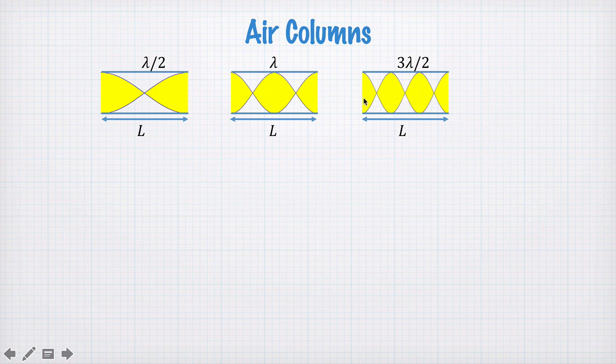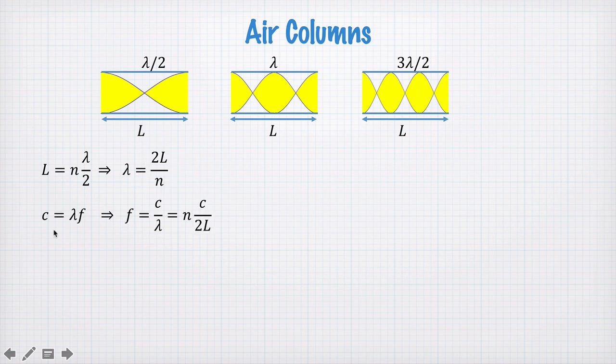The next mode up, so this is n equal to 1, n equal to 2, this is n equal to 3. In this case, we have 1 plus a half wavelength, so 3 lambda on 2 would fit into this length L. So in general, the length of the pipe must be some integer multiple of half wavelengths to have a standing wave in that pipe. Or in other words, the wavelength must be 2L on n.